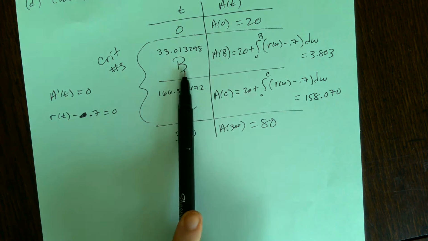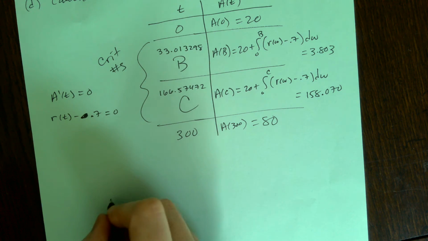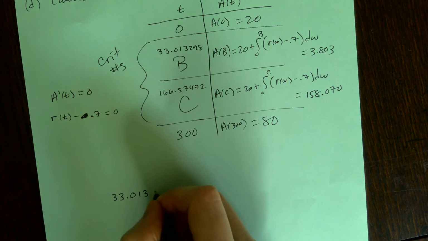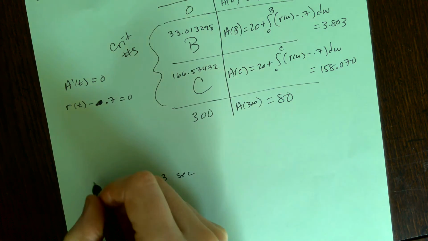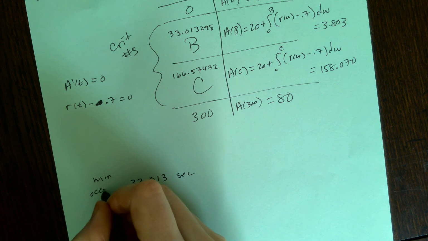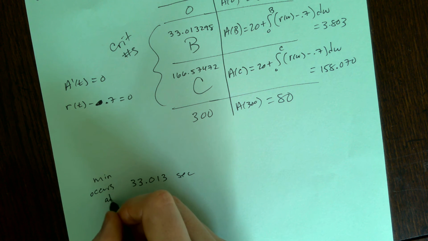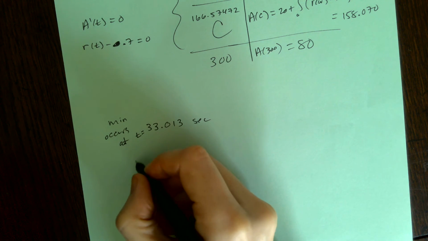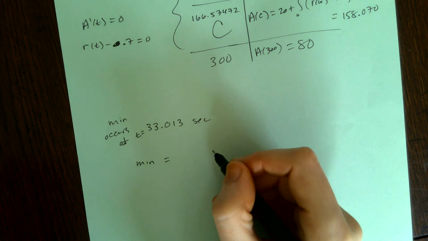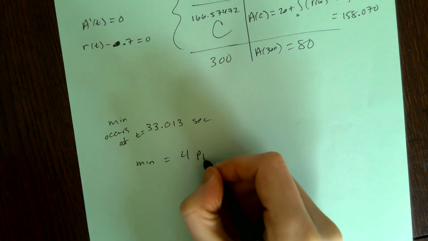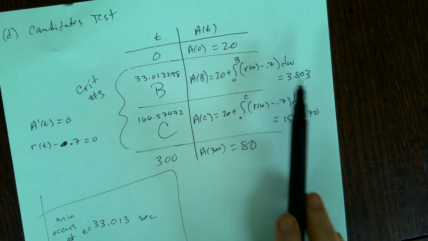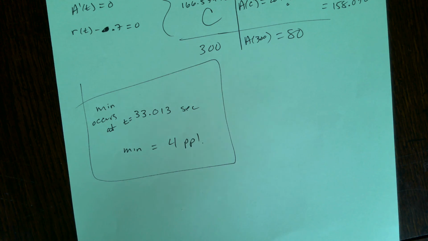It's occurring at this. All right, so the answer is 33.013 seconds. So min occurs at t equals that. And min equals, they want us to round up, so 4 people. Okay, it occurs here, and this is what it is. Okay, I hope that was clear.